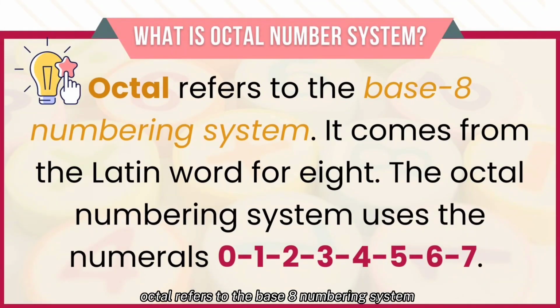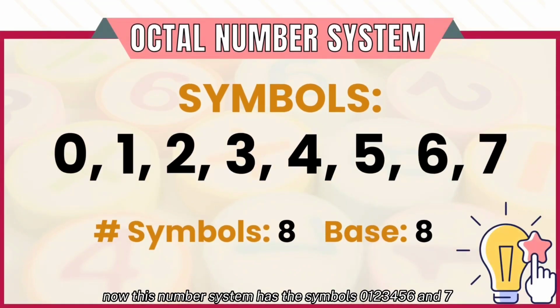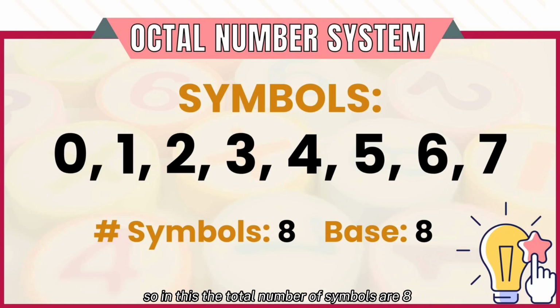What is the octal number system? Octal refers to the base 8 numbering system. It comes from the Latin word for 8. The octal numbering system uses the numerals 0, 1, 2, 3, 4, 5, 6, and 7. So in this, the total number of symbols is 8. Hence, the base of the number system is 8. And that's the reason why this number system is called the octal number system.